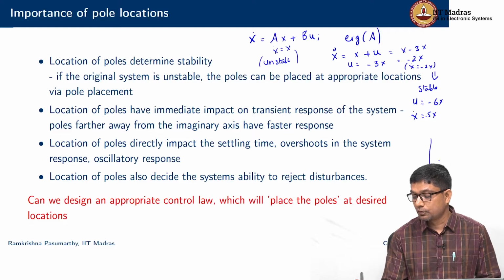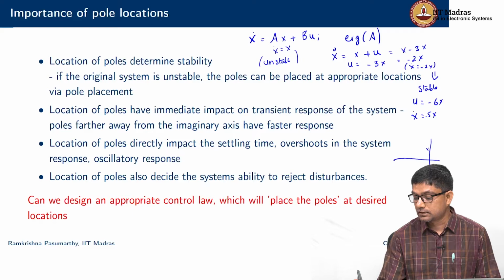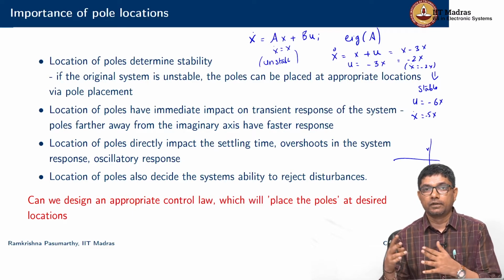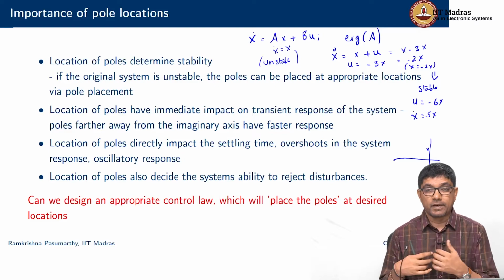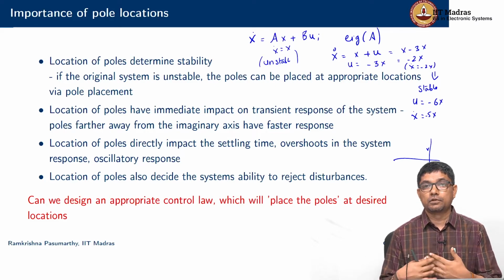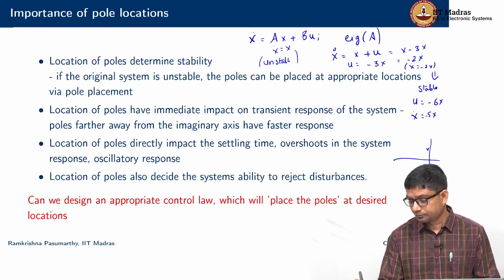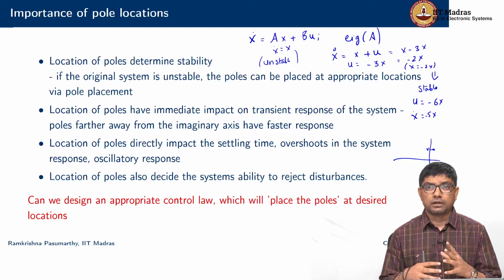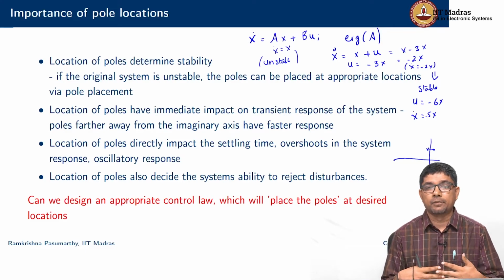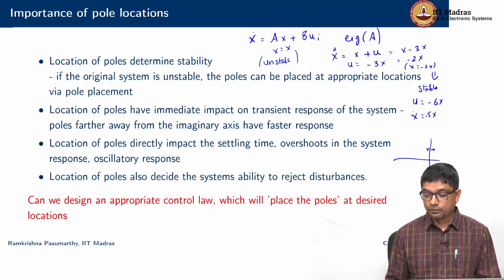So, what do poles do? The location of poles has an immediate impact on the transient response. Systems with poles closer to the imaginary axis will have a faster response. They will also have a larger overshoot, but these are also susceptible in the sense that a small change in a parameter can push it to the unstable region.